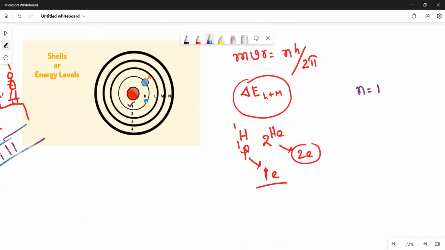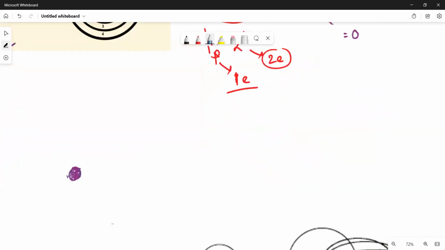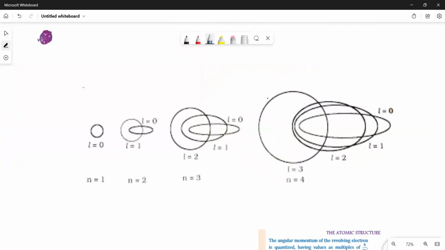So what is the value of L? The value of L will be n minus 1. So if n equal to 1, automatically the value will be 0. It means the first shell, the first Bohr orbit, doesn't have any subshell. It means it is a spherical one. Now, going to n equal to 2.